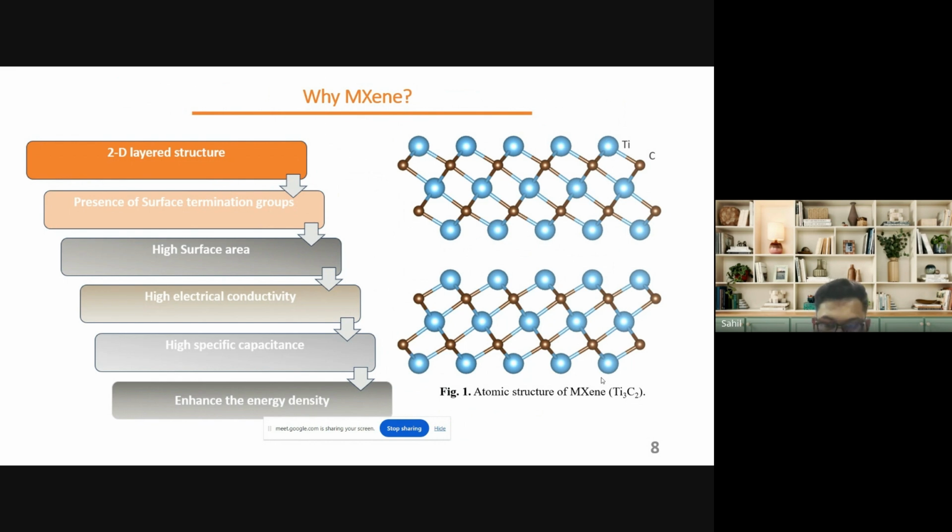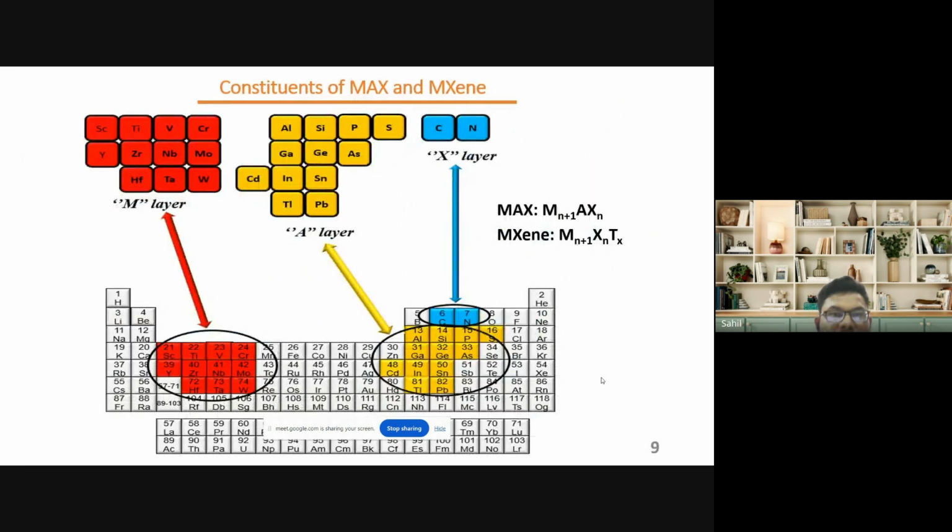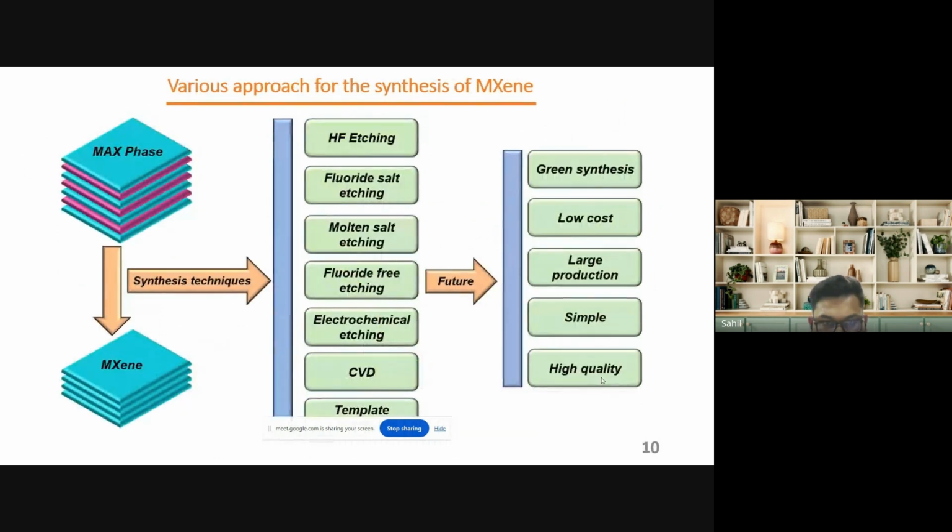Figure 1 shows the atomic structure of MXene, titanium carbide. Now the constituents of MAX and MXene. The general formula of MAX phase is M(n+1)AX(n), and the periodic table shows the elements. Here M is an early transition metal, A is silicon or aluminum, and X is carbon or nitrogen or both. After the etching process, we remove the A layer and we get Tx. Here Tx is oxygen, fluorine, and OH groups, that is, surface termination groups.